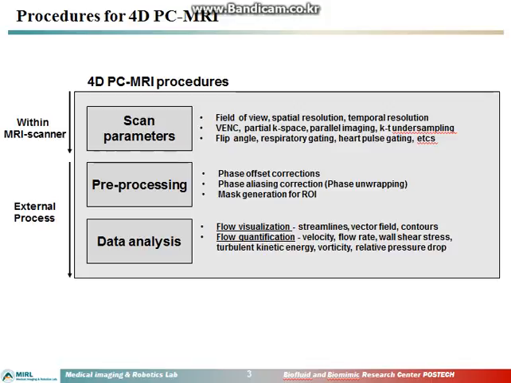Secondly, once we obtain the data from the MRI scanner, we need to perform pre-processing to remove the possible errors from the raw data. Phase offset correction, phase aliasing correction, and mask generation for ROI will be needed to guarantee the data quality. Finally, the data can be visualized and quantified depending on the needs the researchers have.